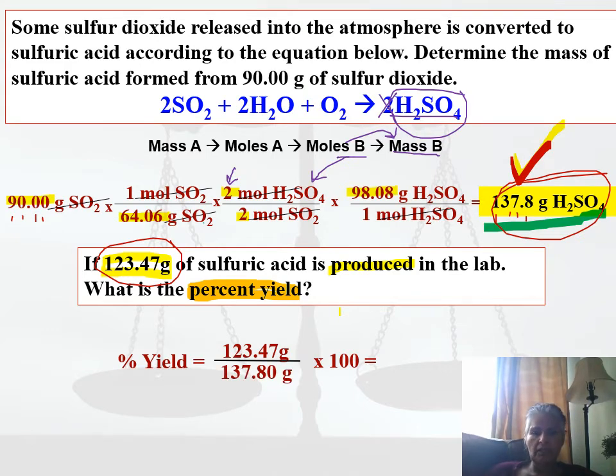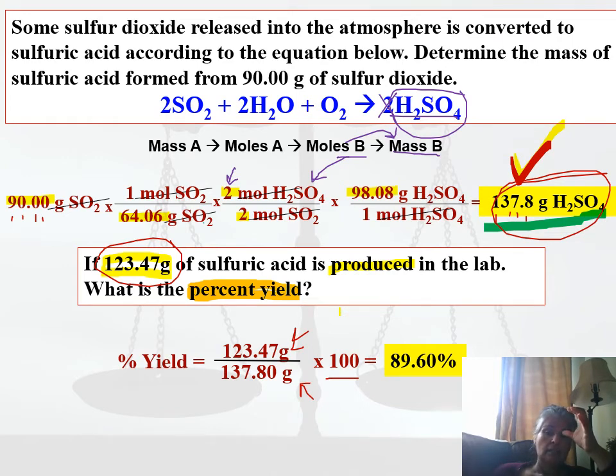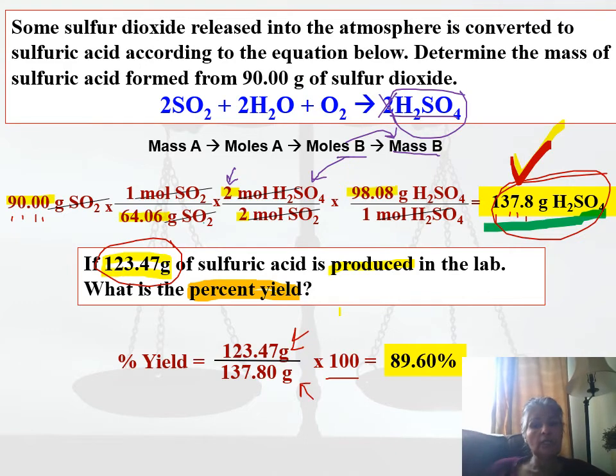Take your calculator and go ahead and divide 123.47 grams divided by 137.8 grams, multiply by 100, and you should get the answer to 2 decimal places, and write that down. All right, our answer is 89.60 grams. I'm sorry, 89.60% yield. That is a really good experiment.